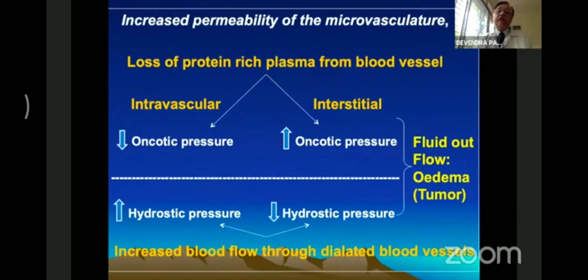Increased permeability. Why is it caused? Increased permeability basically means loss of protein-rich fluid occurs. That leads to edema. Increased permeability leads to edema. We will see why they occur in the next few slides.